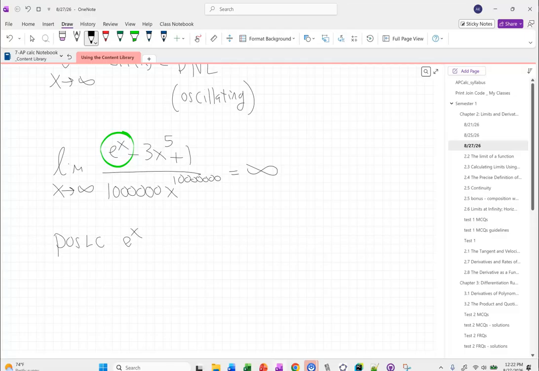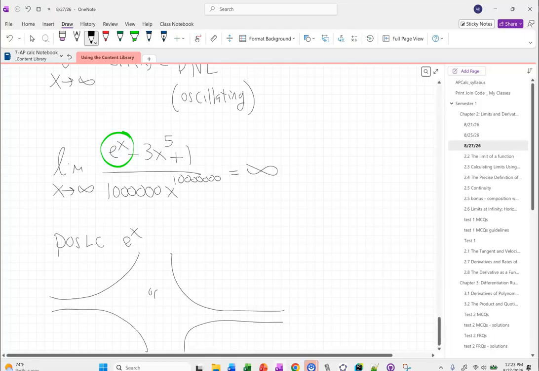Then why did we have to check if it's even or odd this time? Because exponentials aren't even or odd. That's a polynomial description, right? Exponential functions all look like this, or I guess this. If it was negative infinity, this is a totally different problem.